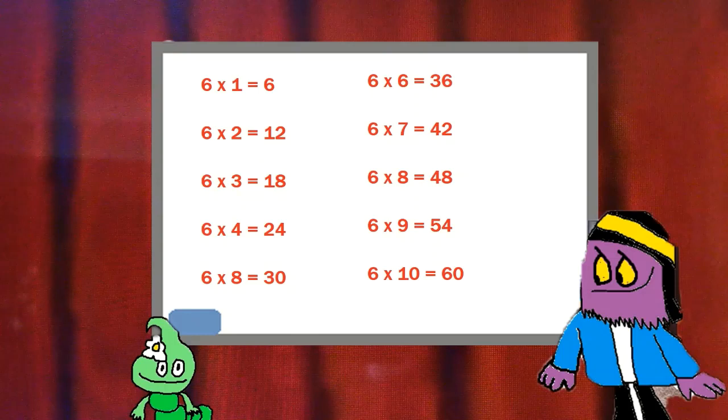Okay, let's see if I can get this straight. 6 and 1 are 6. 6 and 2 are 12. 6 and 3 are 18. 6 and 4 are 24. 6 and 5 are 30. 6 and 6 are 36. 6 and 7 are 42. 6 and 8 are 48. 6 and 9 are 54. And 6 and 6 are 60. Phew, that's a lot of work for someone my age.